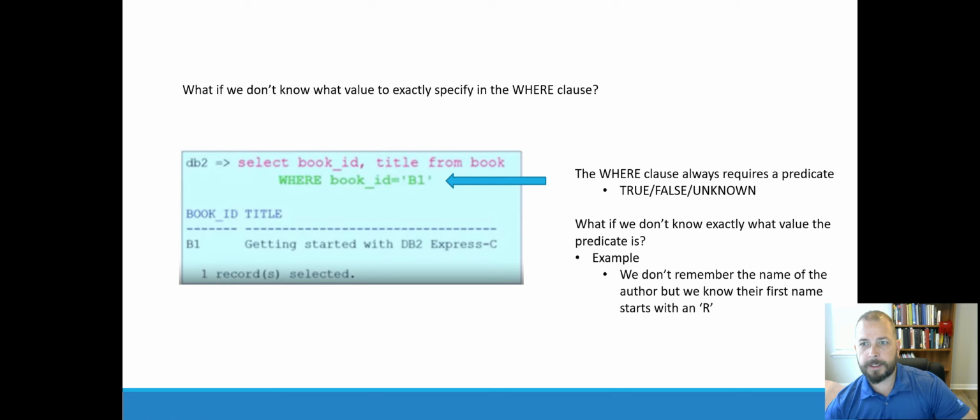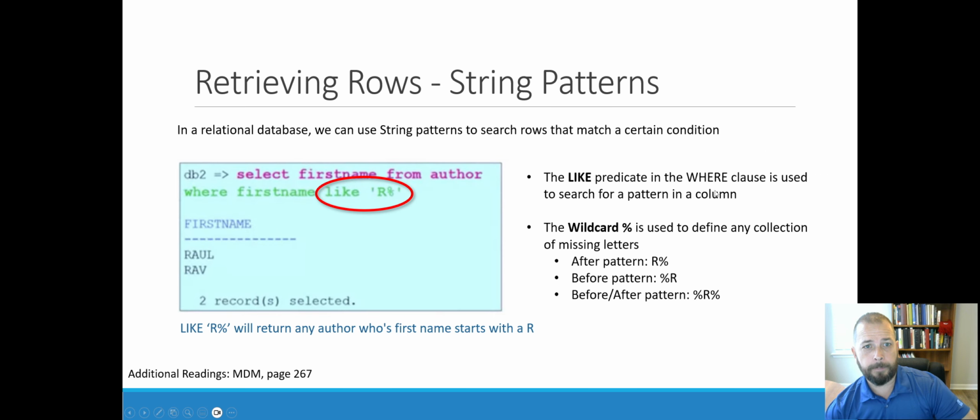Okay, and so the where clause is going to require any predicate that can be returned back as true, false, or unknown. And so I can use a LIKE predicate in the where clause to search for a particular pattern in the column. And then I can add a wildcard. Here I'm using the percent sign that's used to identify any collection of missing letters. So here's my where clause.